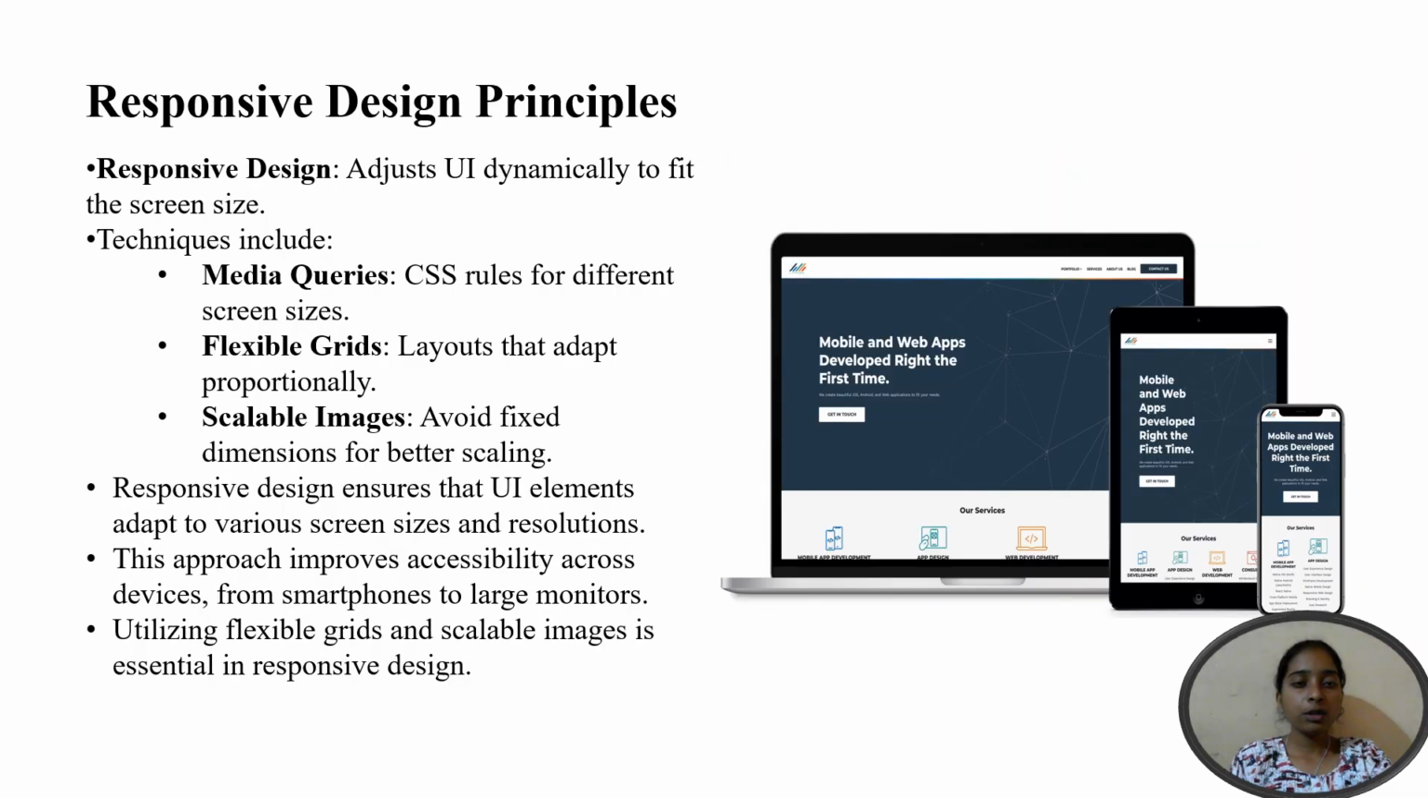Here are the responsive design principles. Responsive design adjusts the UI dynamically to fit the screen size. The techniques include media queries, CSS rules for different screen sizes, flexible grids, layouts that adapt proportionally, and scalable images. Avoid fixed dimensions for better scaling.